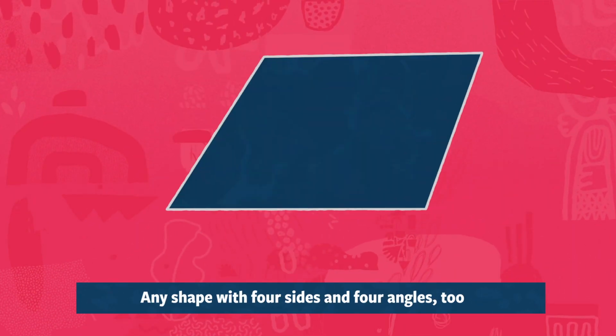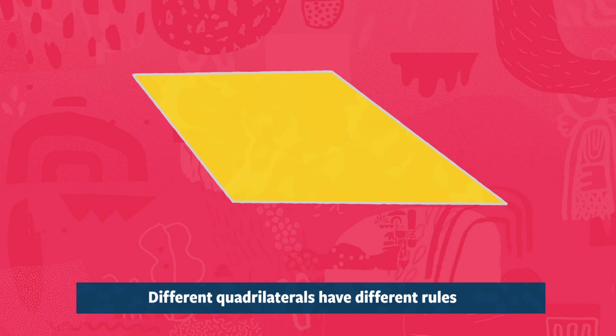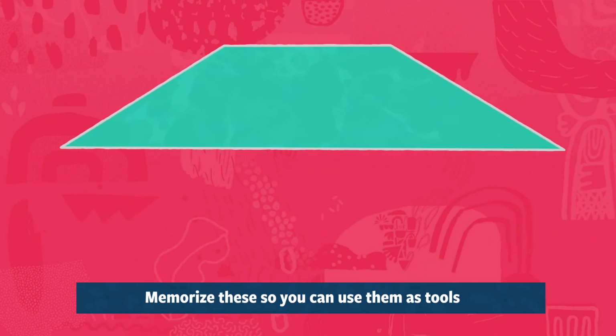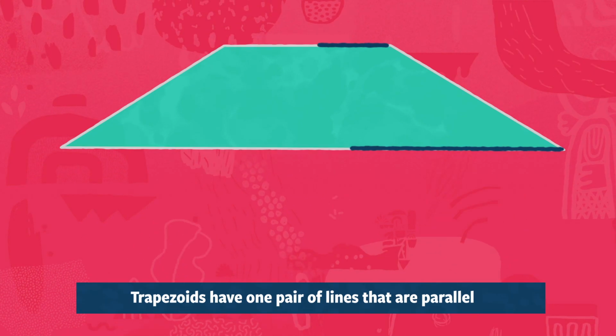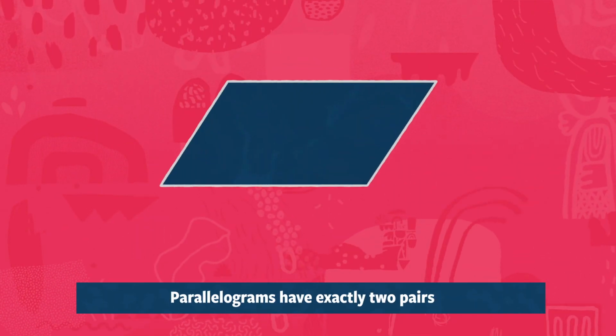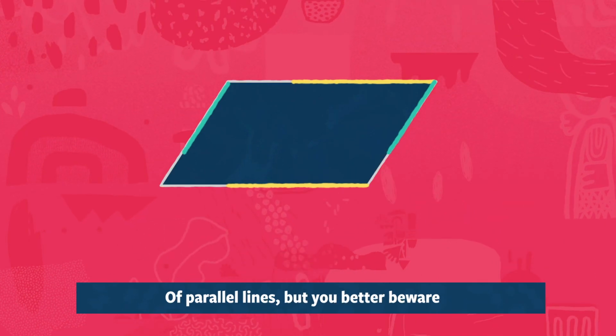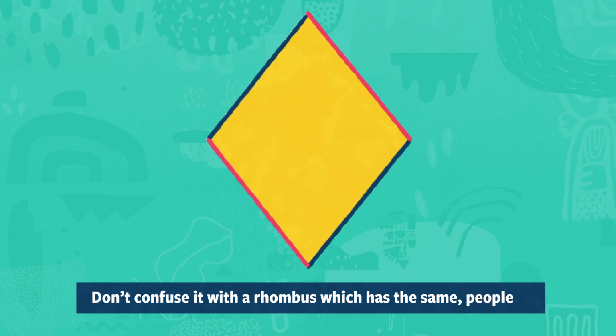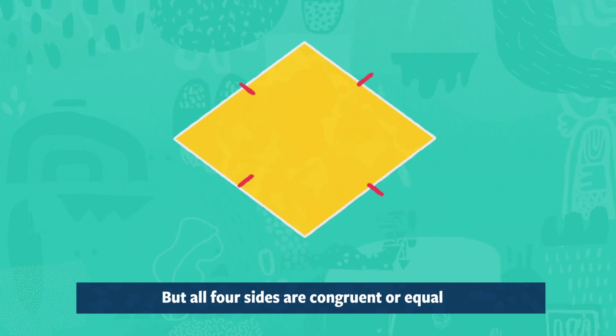Any shape with four sides and four angles too. Different quadrilaterals have different rules. Memorize these so you can use them as tools. Trapezoids have one pair of lines that are parallel and look like the top of a house that I saw for sale. Parallelograms have exactly two pairs of parallel lines, but you better beware. Don't confuse it with a rhombus, which has the same pairs, but all four sides are congruent, or equal.